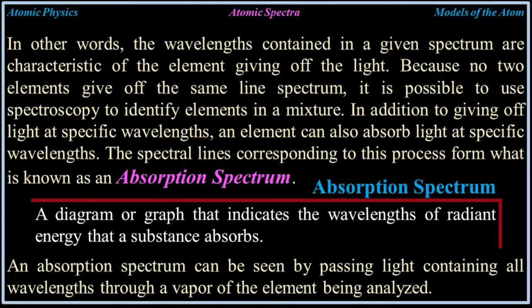Because no two elements give off the same line spectrum, it is possible to use spectroscopy to identify elements in a mixture. In addition to giving off light at specific wavelengths, an element can absorb light at specific wavelengths. The spectral lines corresponding to this process form what is known as an absorption spectrum: a diagram or graph that indicates the wavelengths of radiant energy that a substance absorbs. An absorption spectrum can be seen by passing light containing all wavelengths through a vapor of the element being analyzed.